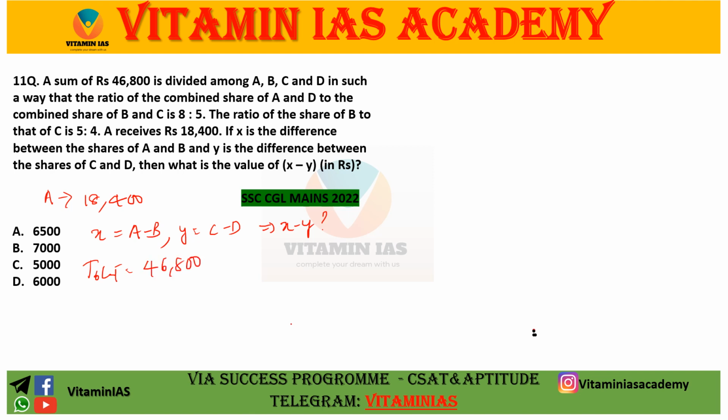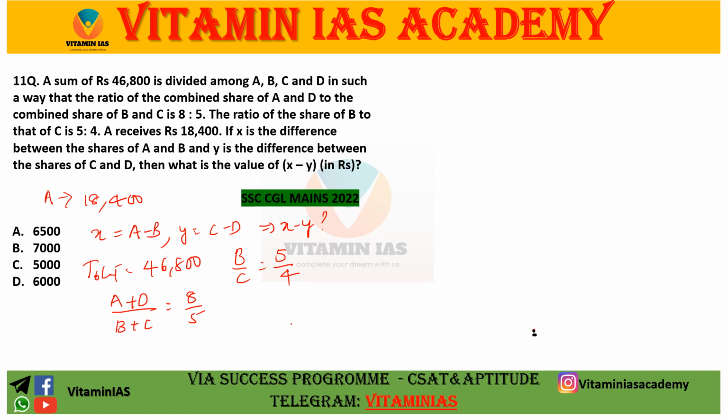46,800, and among A, B, C, D, the combined ratio A plus D by B plus C, how much? 8:5, nothing but 8/5. And the ratio of the share of B to C, here B by C is equal to how much? 5:4, nothing but 5/4. Simply we can solve this.